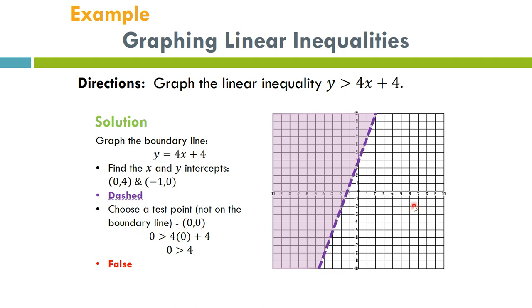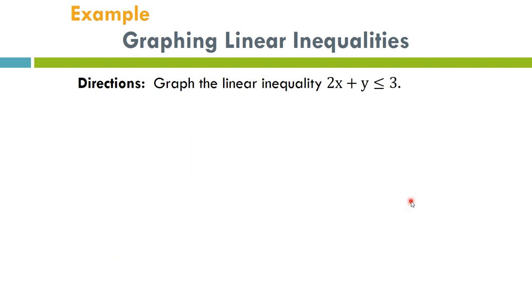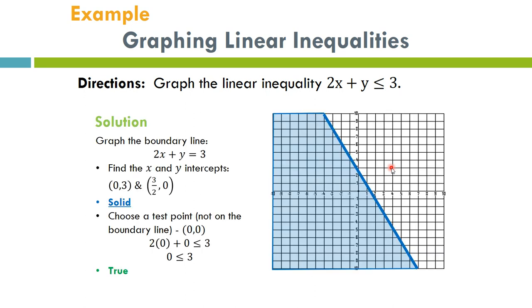All right, let me do one more with you. Let's look at this one. Same directions. It says to graph the linear inequality. So we have 2x plus y is less than or equal to 3. So we're going to walk ourselves through those same steps. Remember, you're always looking for the boundary line. In the previous problems, we've always gotten y by itself.